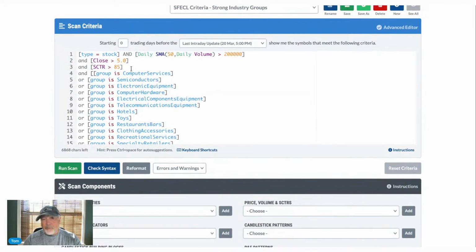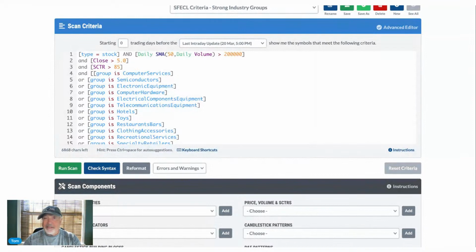Then you'll see there are a couple other criteria. Number one, the SCTR score, which is the StockCharts Technical Rank. That is a formula developed by John Murphy at StockCharts. It's mostly based on the last 5 to 6 months of how a stock has traded. If it's showing a lot of strength or it's trading above its key moving averages and so forth, then it's generally going to get a high SCTR score.